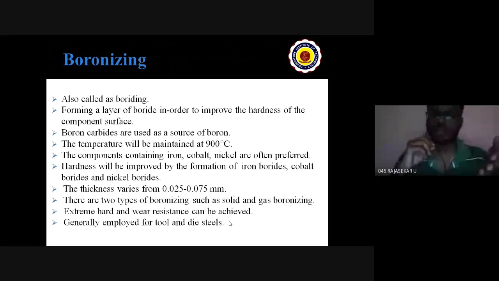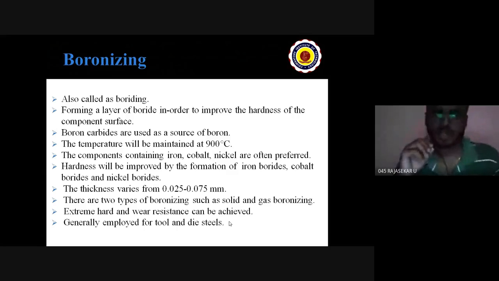There are two types of boronizing: solid and gas boronizing. Depending upon the purpose and the limitations, we will go for either of these two processes. Extreme hardness and wear resistance can be achieved in boriding, also called boronizing, and it is generally employed for tool and die steels.